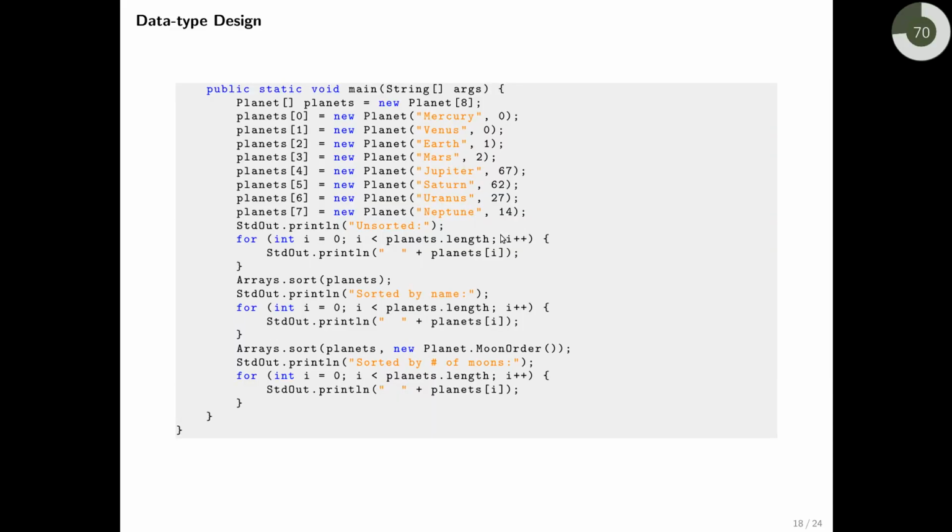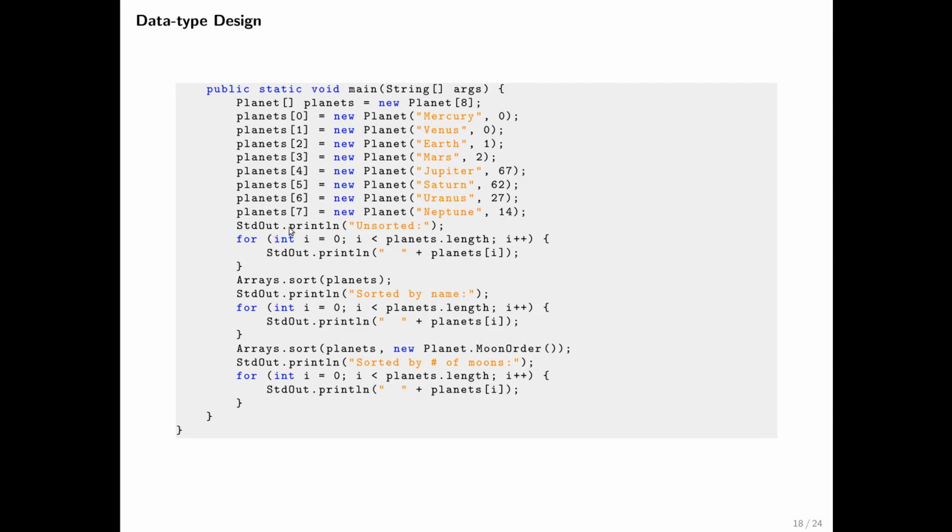So now let's look at the test client that sits inside of the planet data type. So what are we doing there? We first create an array called planets of planet objects, and we initialize it with the size of 8, right? For the 8 planets that we have in our solar system. And then we initialize the 0th object in planets to be a planet object with the name Mercury and 0 for the number of moons. The next planet object is Venus, with that as the ID and 0 for the number of moons, and so on.